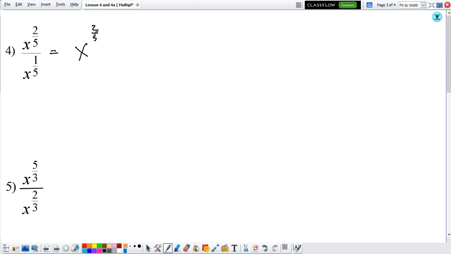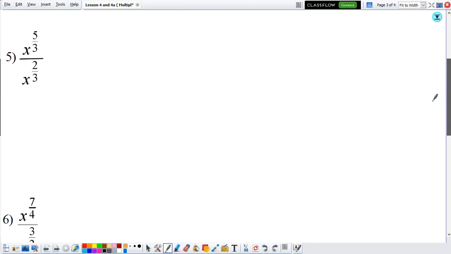So now it becomes 2/5 minus 1/5. They have the same denominator, so I can subtract the numerators. So now this becomes x^(2-1), so that's x^(1/5). And now that we have it in this form, we know how to go from here to radical form. So now we write the root, the base is x, denominator is 5, numerator is 1. So denominator is 5, so my root is 5. Numerator is 1, my exponent is 1. We don't need to write that exponent because it's 1, so this is it.